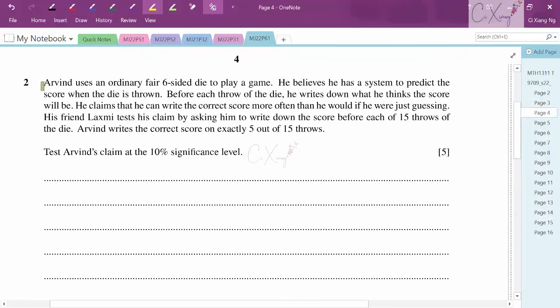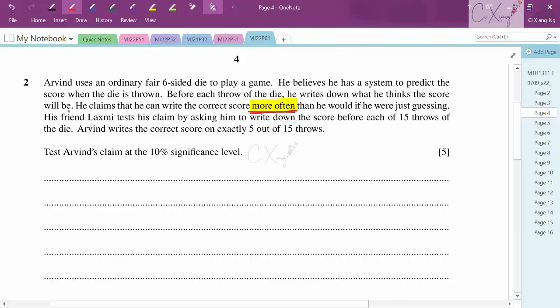Okay, so this is how we answer question number 1. Okay, so question number 2. Arvin used an ordinary fair 6-sided die to play a game, and he believes that he has a system to predict the score when the die is thrown. Before each throw of the die, he wrote down what he thinks the score will be. So he claims that he can write the correct score more often than he would if he's just guessing. Alright, so I think there's one important keyword here. This is the keyword more often, to help us set up the alternative hypothesis.